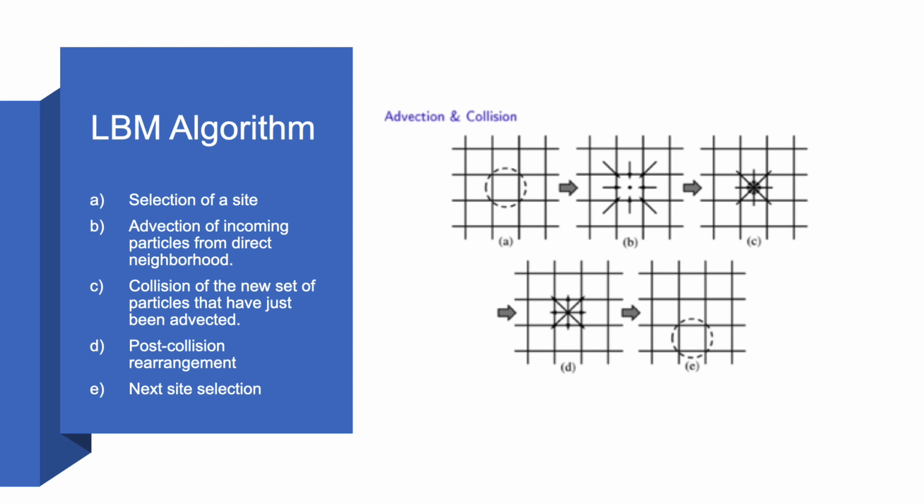And here you have some kind of idea of how the LBM algorithm works in 5 steps. So first you have some kind of selection of a site. Then you have advection of incoming particles from a direct neighborhood. Then you have collision of the new set of particles that have just been advected. You have a post-collision rearrangement. And then you have a next site selection.